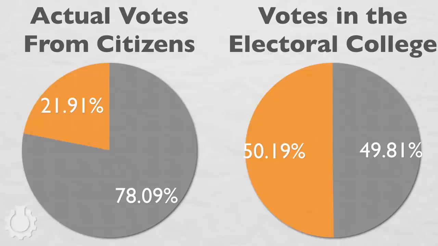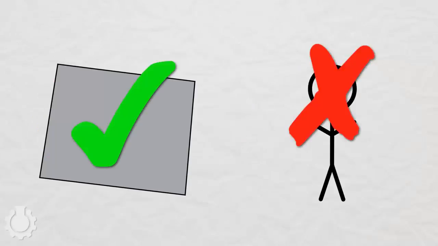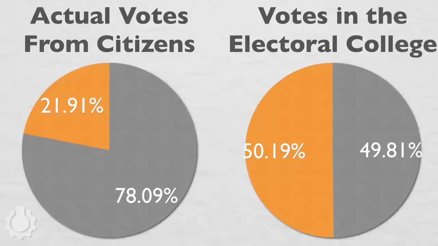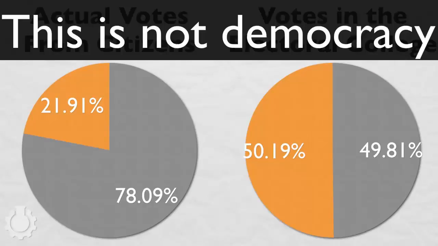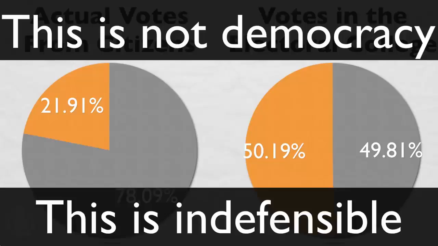Congratulations! By taking advantage of the unfair rules and winning states, not people, you've won a majority in the Electoral College even though 78% of the population voted against you. This is not democracy, this is indefensible.